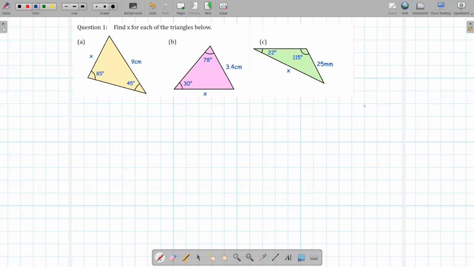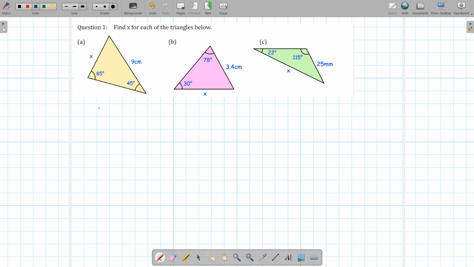Peace be upon you. Today we will be talking about the sine rule. First of all, I will write the rule for the sine rule, and after that we will solve lots of questions related to this topic or this idea.